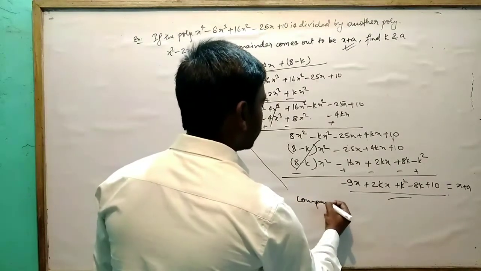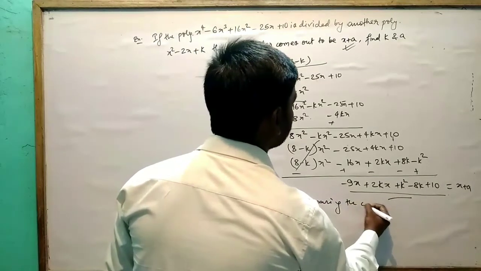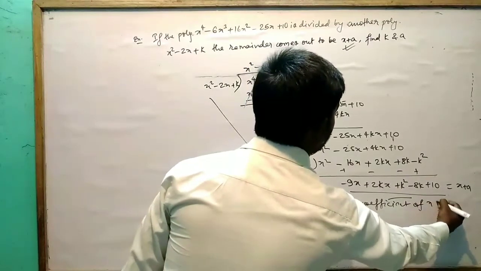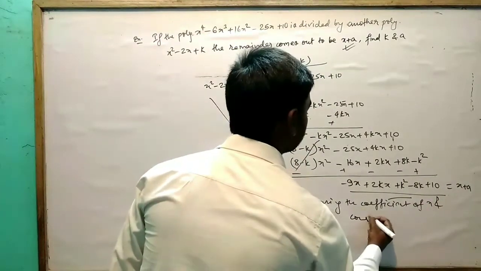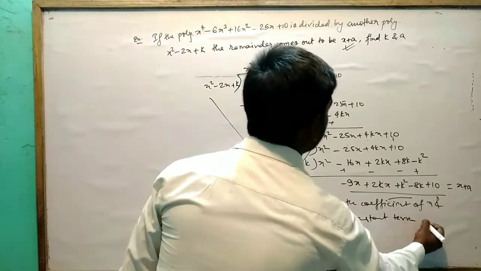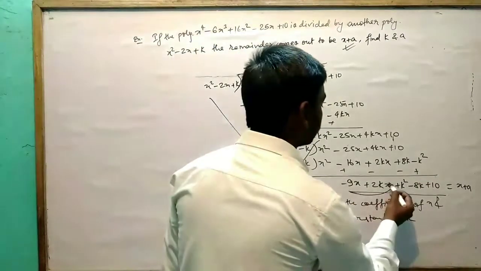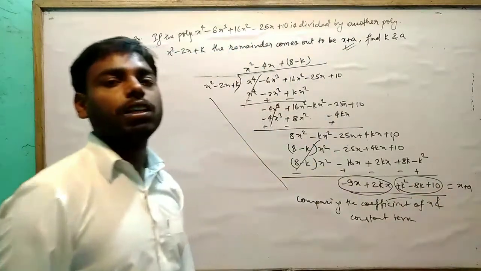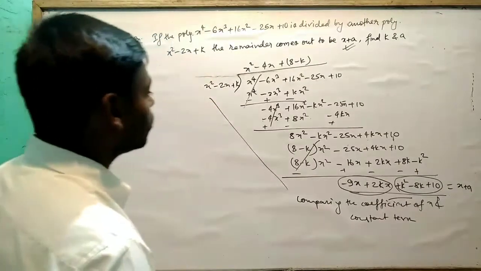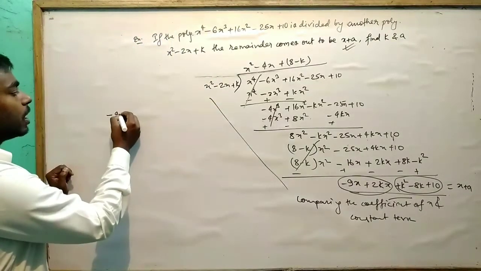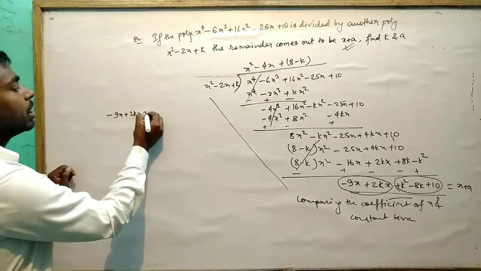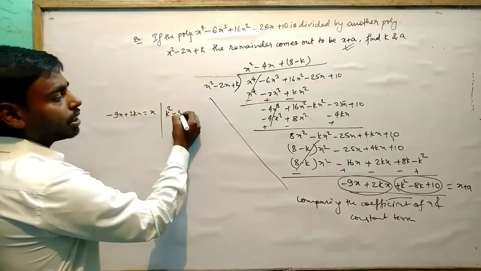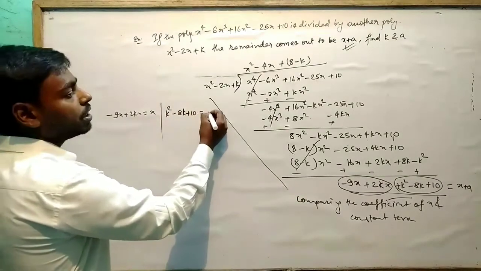Okay, comparing the coefficient of what? Coefficient of x. Okay, and what? Constant term. Here we see that that is the coefficient of x, and on the left side, that is the constant term. Now when we compare, we get minus 9x plus 2kx is equal to x, and k square minus 8k plus 10 is equal to what?